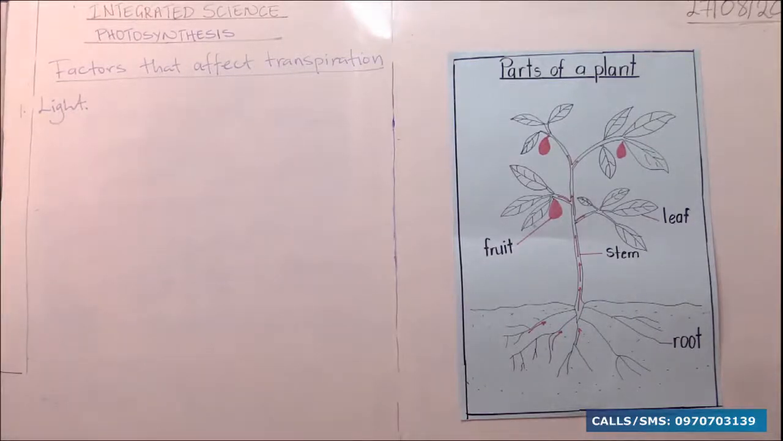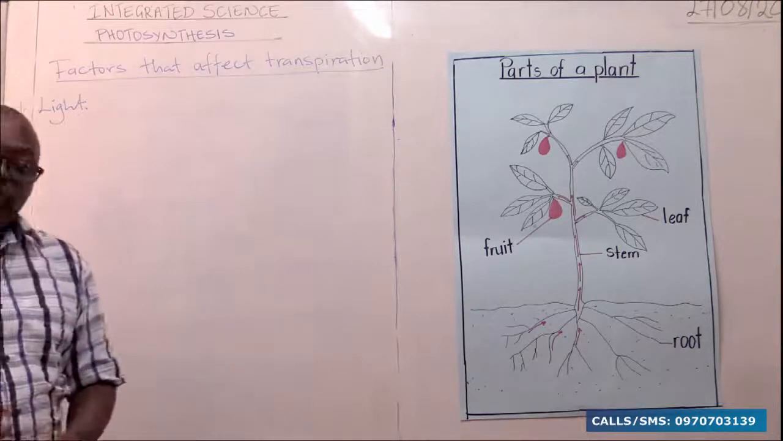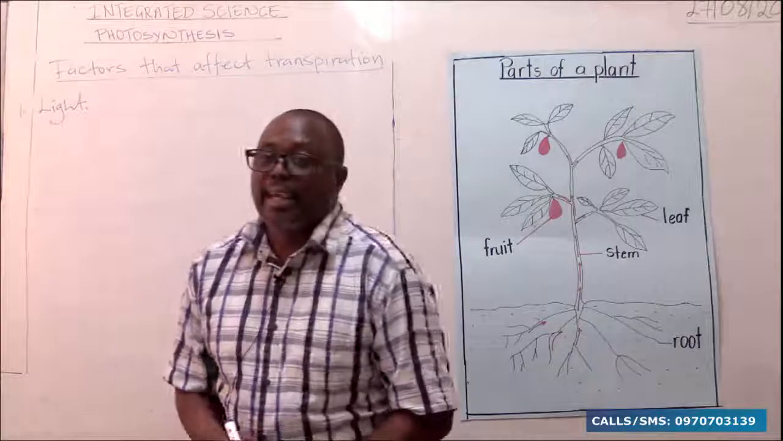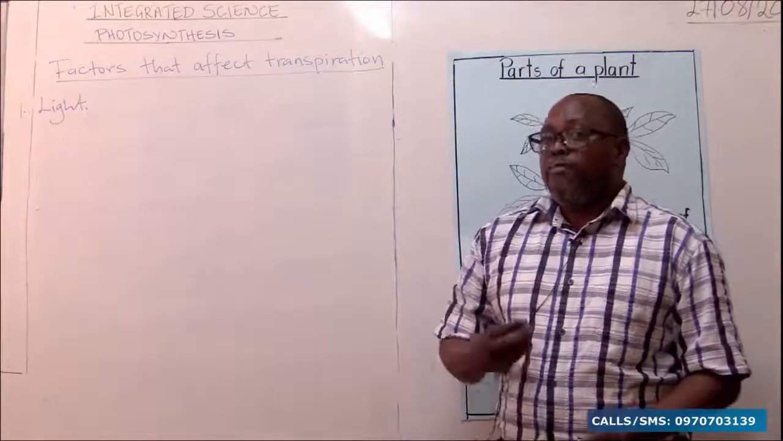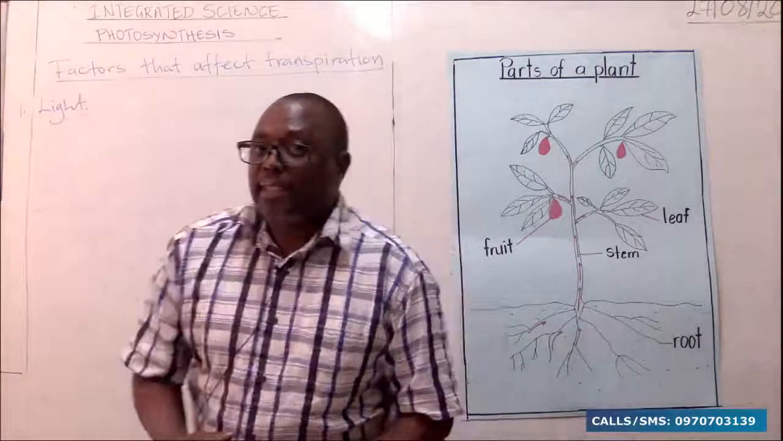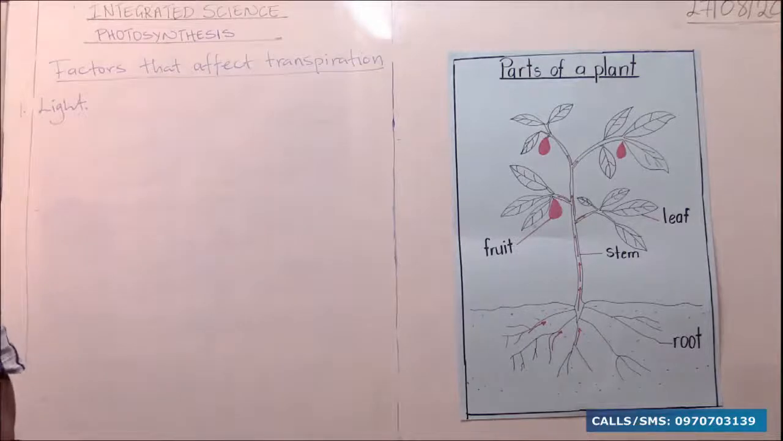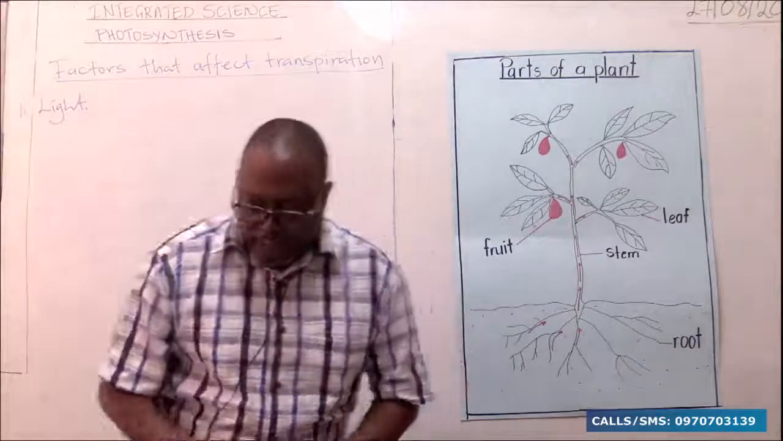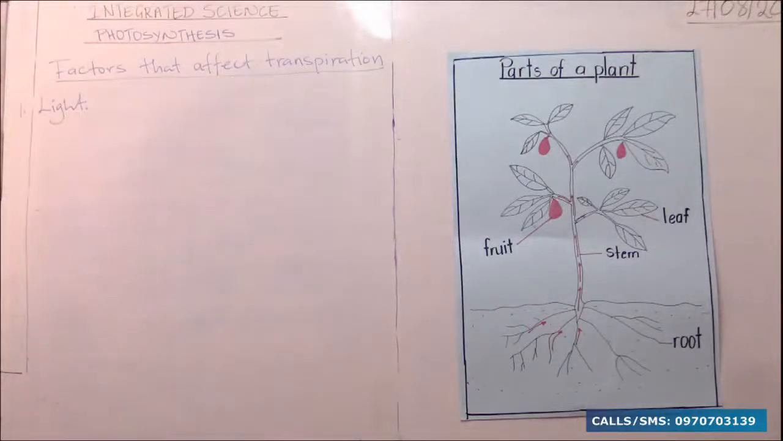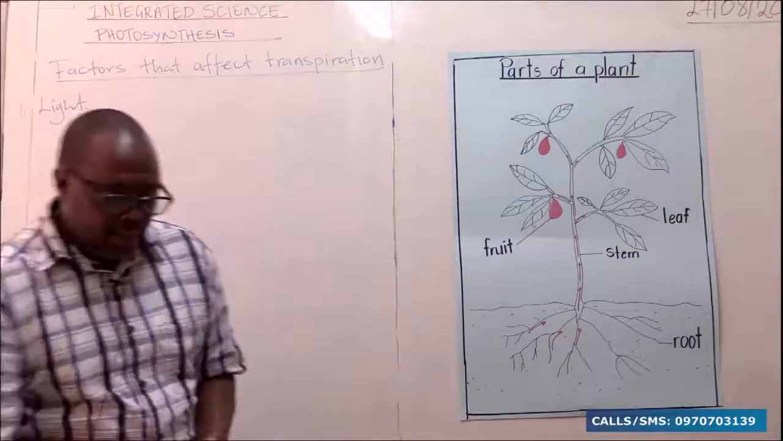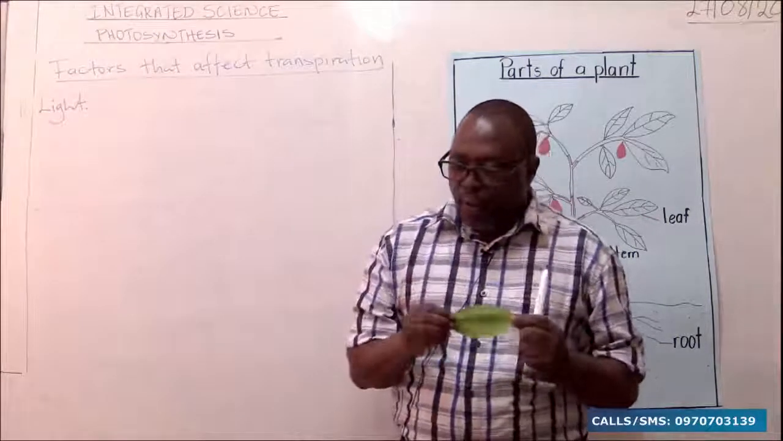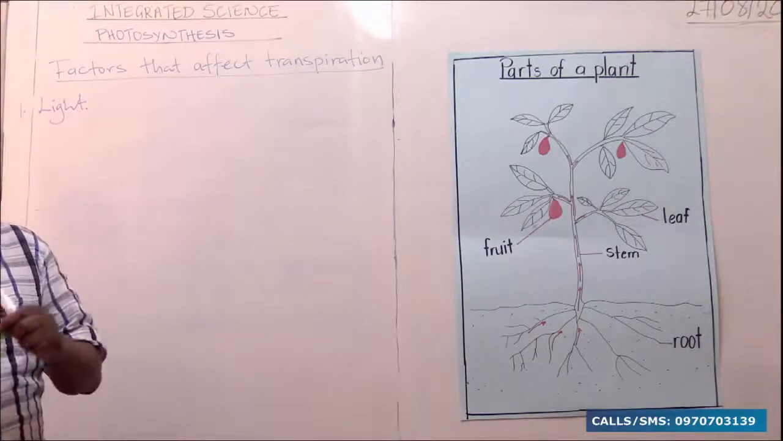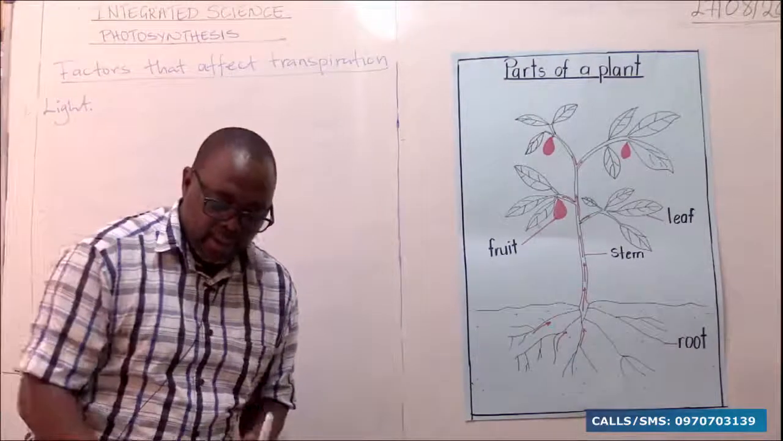How does light affect transpiration? So light can speed up and it can also slow down transpiration. Transpiration will happen faster in light than in darkness. It means that if there is enough light, transpiration will be fast, and if light is less, transpiration will be very, very slow. The main reason for this is that light stimulates the stomata to open in the leaves, the small openings. So the light will stimulate the stomata to open more, so that the leaves release more water.